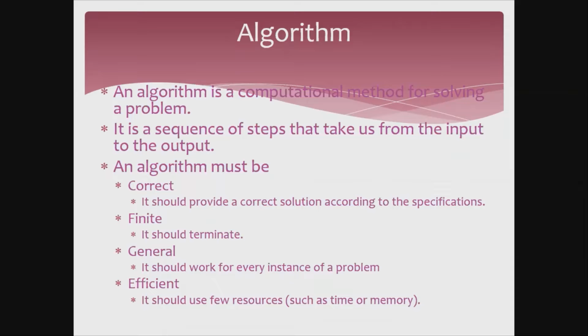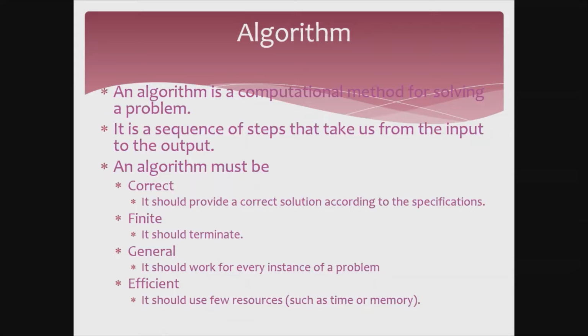Then of course, an algorithm must be finite. Finite means it should terminate. If you still remember, a flowchart starts at a start or a lozenge symbol, so that means we have the start and then we also have the end. For pseudocode, we have the word begin and we have the word end. And then it must also be general. It should work for every instance of a problem.